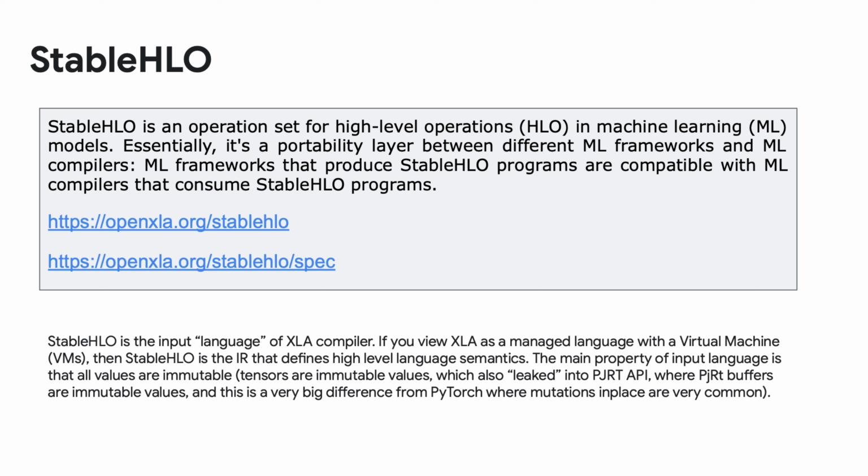In XLA and PJRT, the important thing is that buffers are conceptually immutable. So you pass values as arguments to your executable, and you get back new values. You can do donation to do in-place updates, but this is a very big departure from how PyTorch does things. In PyTorch, buffers are mutable, and you can manipulate strides and slices basically for free. So slicing in PyTorch, you just manipulate strides and you get back a new buffer, a view into the same memory array.